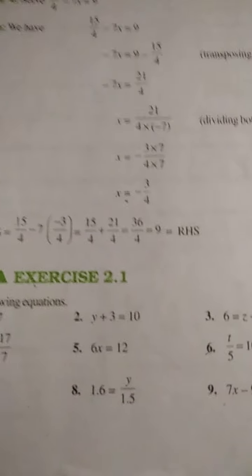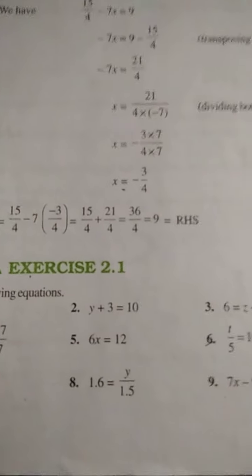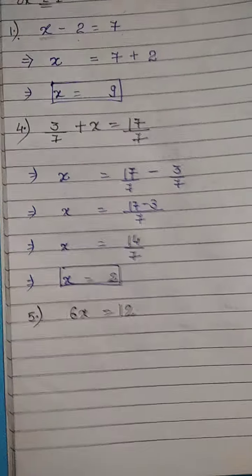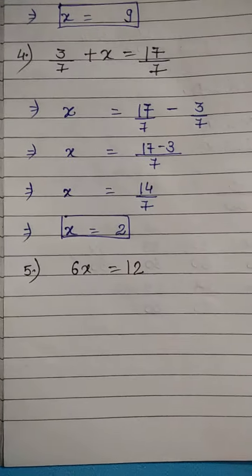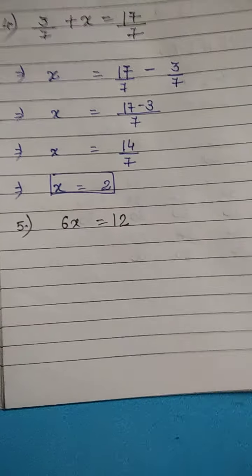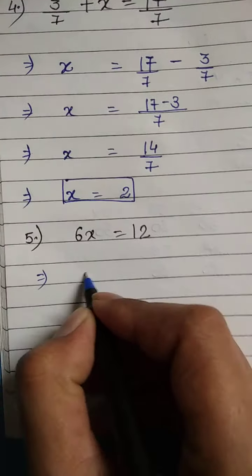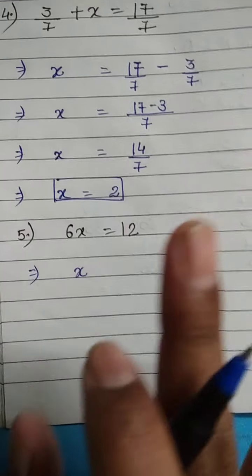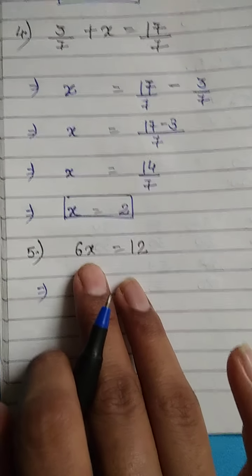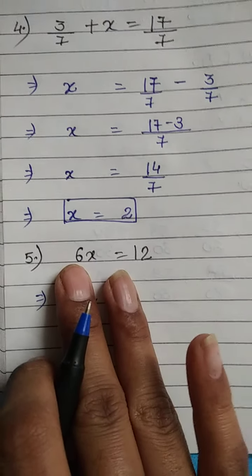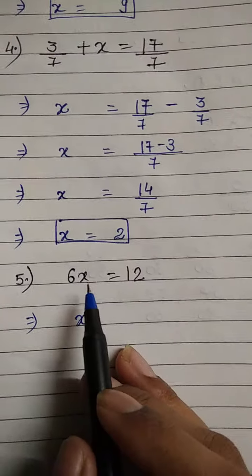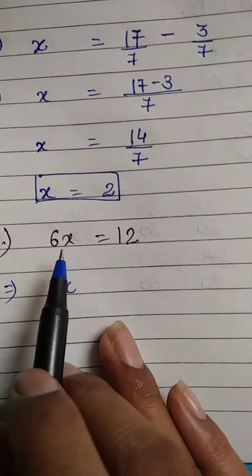After this, question number 5th. Question number 5th is 6x is equal to 12. In this question again we have to find the value of x. So we will take only x. Here we don't have any term in the addition or subtraction, that's why we are doing it directly. If any term is in the addition and subtraction, firstly we will send them to their constant.